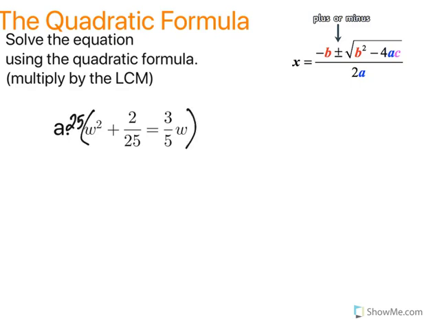25 times w squared is just going to be 25w squared. 25 times 2 over 25, well, the 25 in the denominator will cancel out with the 25 that we're multiplying by, leaving us with just 2.